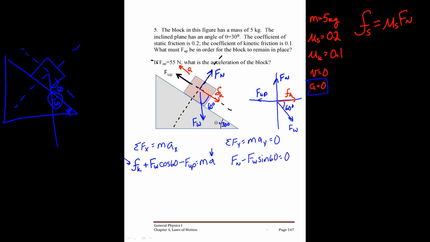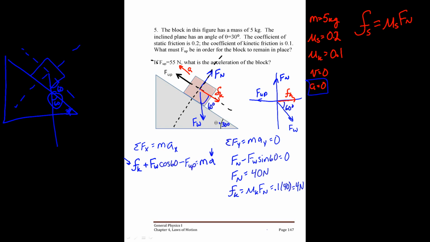All right, but just like I did before, I can figure out what is my normal force. And it's the same as what it was before. It's just Fw sine 60, which is 40 newtons. And then I can solve for Fk, which is equal to mu k times the normal force. And my mu k is 0.1 times 40, so that's equal to 4 newtons. All right, so that's my Fk.